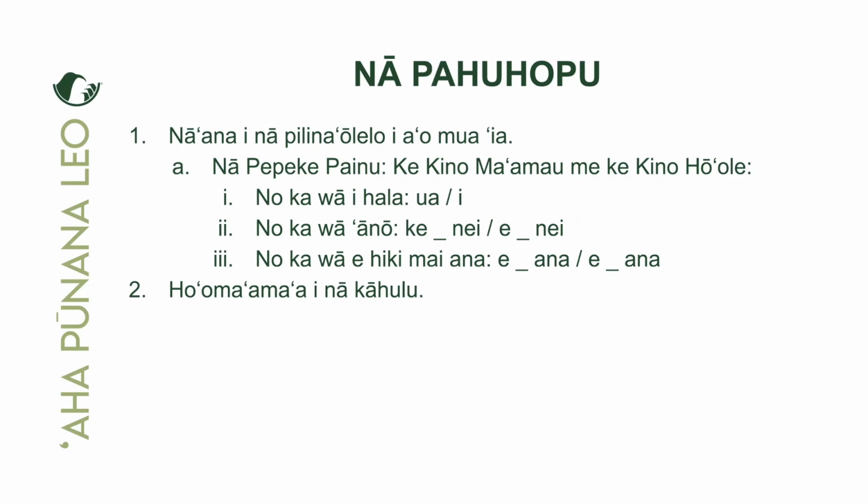Oia, pahuhopu elua, hoʻomaʻamaʻa i nā kāhulu. We're going to continue to practice our kāhulu and where they're placed in order to describe our kikino, our noun, our thing. So we're going to take a look at that again and just practice with our kāhulu so we know how to describe things.